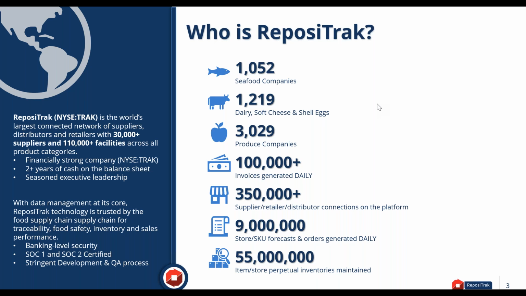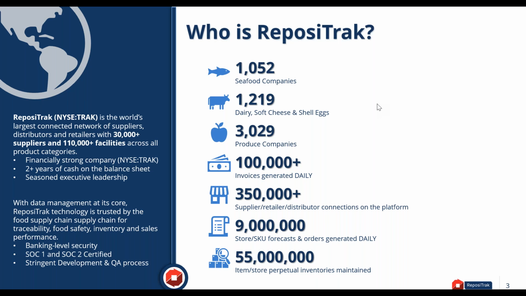Data management is the core of what we do. So nearly everything that we do in the supply chain is about connecting trading partners for a business outcome. Traceability is just one of those things. It happens to be the fastest growing part of our business today. And it's because we have more than 1,000 seafood companies, 1,200 dairies, 3,000 produce companies, those companies that are impacted by the new FDA requirements for traceability. We have many of them already connected to the platform today.